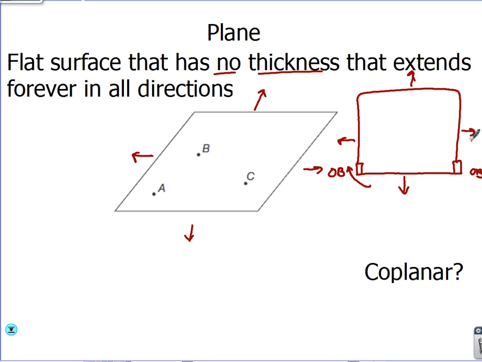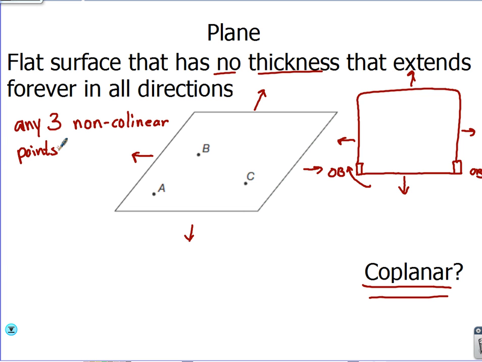So here you see a plane. It's got points A, B, and C in the plane. By the way, those 3 points are coplanar. You have collinear, you also have coplanar. Points that lie together inside a plane are coplanar. We name a plane with any 3 non-collinear points that are in the plane.